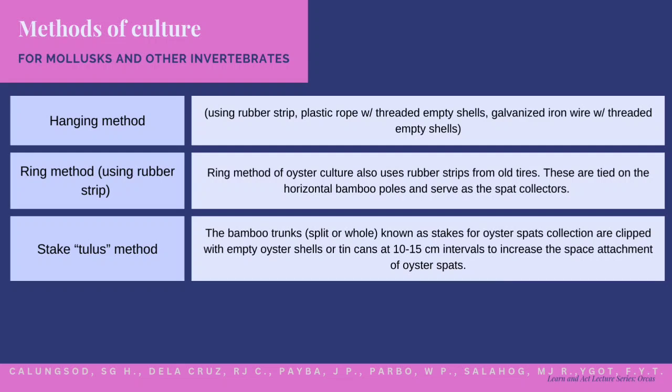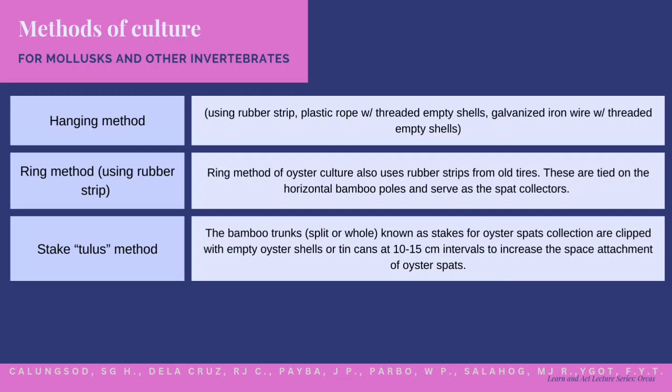Next is the ring method, or using rubber strips. This method also uses rubber strips made from old tires. The strips are tied horizontally to bamboo poles and act as a spot collector. Spot are young oysters that attach themselves to the cultures. In this method, the oysters settle on rubber rings. As they grow, they can be harvested more easily. It's a simple yet effective technique, especially in areas where the other methods might not be feasible.